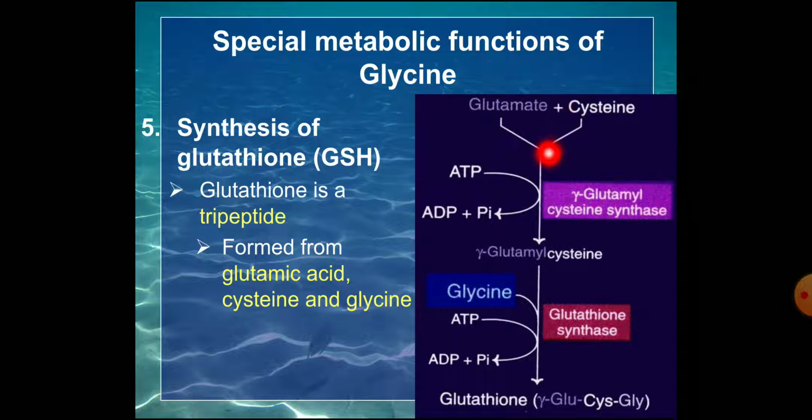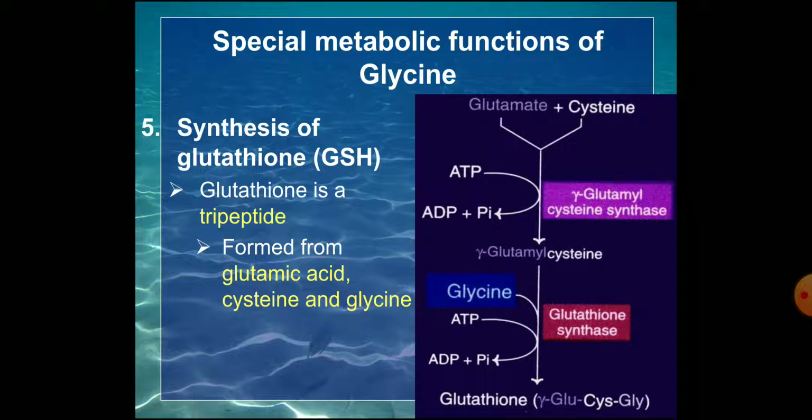Glutamate plus cysteine forms gamma glutamyl cysteine by the enzyme gamma glutamyl cysteine synthase, utilizing ATP, and ADP and Pi is formed. Now the gamma glutamyl cysteine is formed. Then glycine acts upon this, utilizing one more ATP, with the help of the enzyme glutathione synthase, and forms glutathione, which is gamma glutamyl cysteinyl glycine. So the chemical name of glutathione is gamma glutamyl cysteinyl glycine.